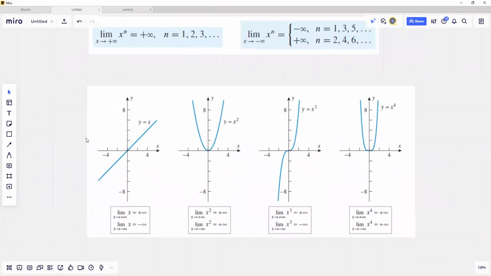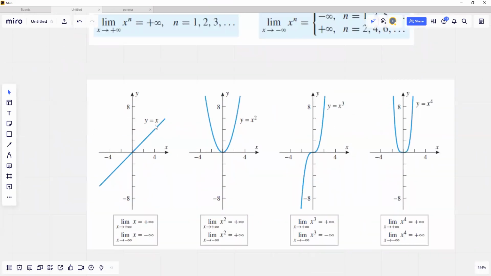All right, so here are several examples of the nth power of x. When y is equal to x, if we increase the values of x without bound, then the limit is equal to plus infinity. If we decrease values of x without bound, then that limit is minus infinity. For a parabola, we can see that in both cases, when we increase or decrease values of x without bound, the limit of x squared is going to be equal to plus infinity.